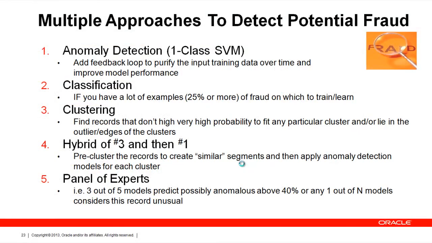Just do the anomaly detection as a single model. You might do the classification techniques or the clustering, or do a hybrid of number 3 and then number 1, or you might even do a panel of experts. I want to launch 5 or 10 or 20 different models. Why? Because you can do it. It's fairly easy to do these types of things inside the database.